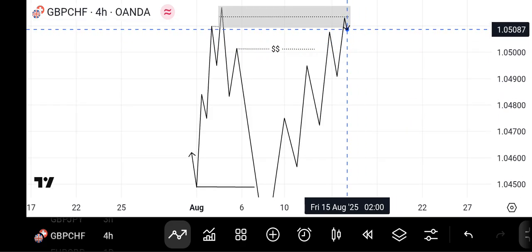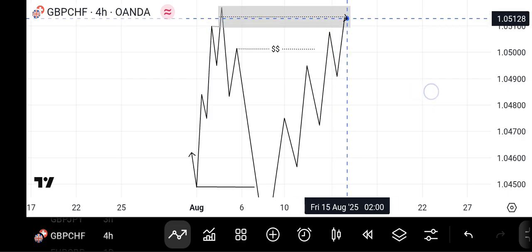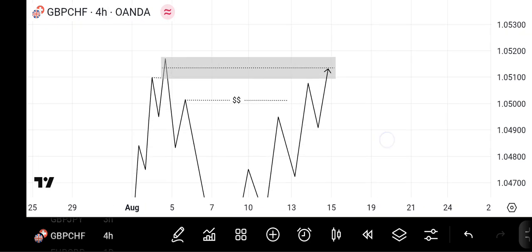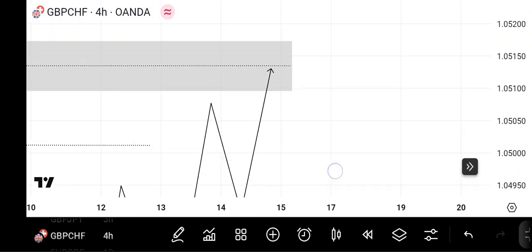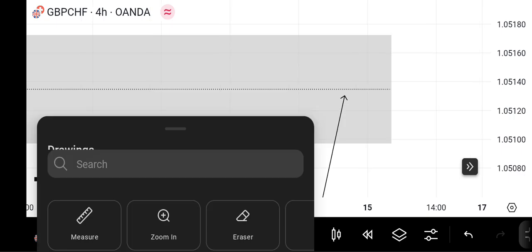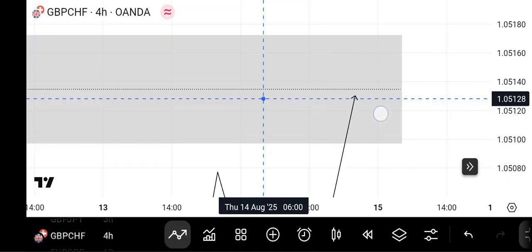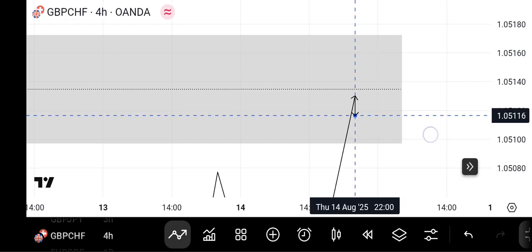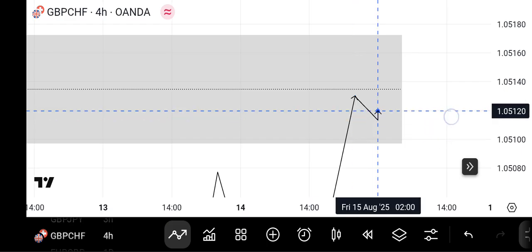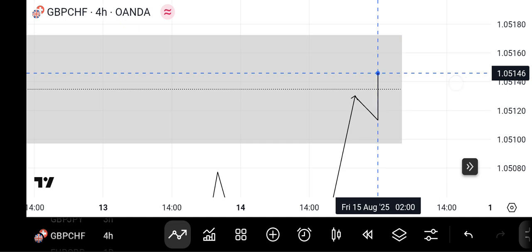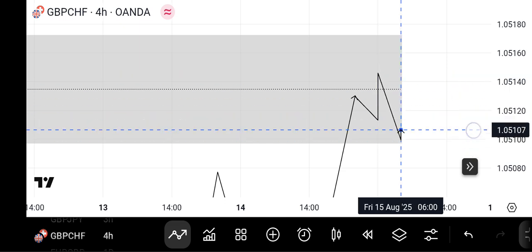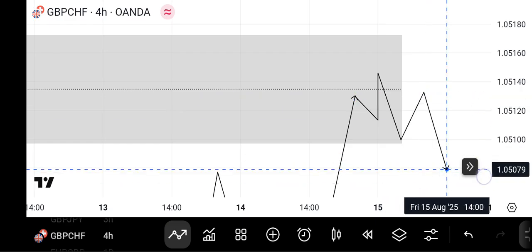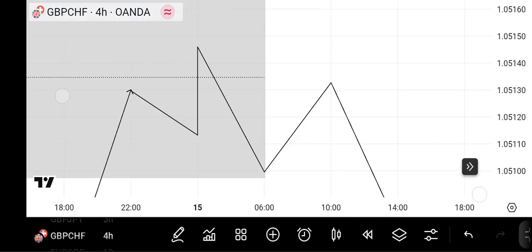I hop onto the 5 minutes and I do this. Okay, let me stop here for now. And I hop onto the 5 minutes. This is going to be my confirmation from 4 hours down to the 5 minutes. This is what I want to see. Another fair value gap and then sell. Okay, it's just the simple thing I want to see.